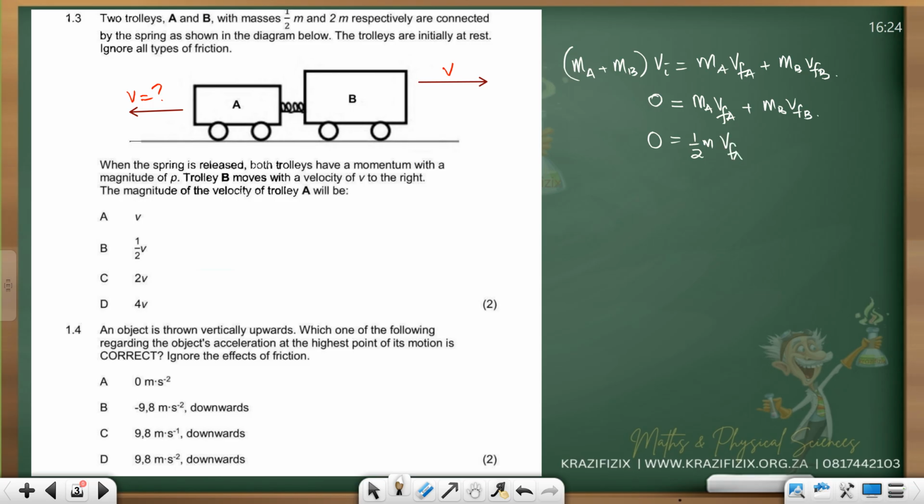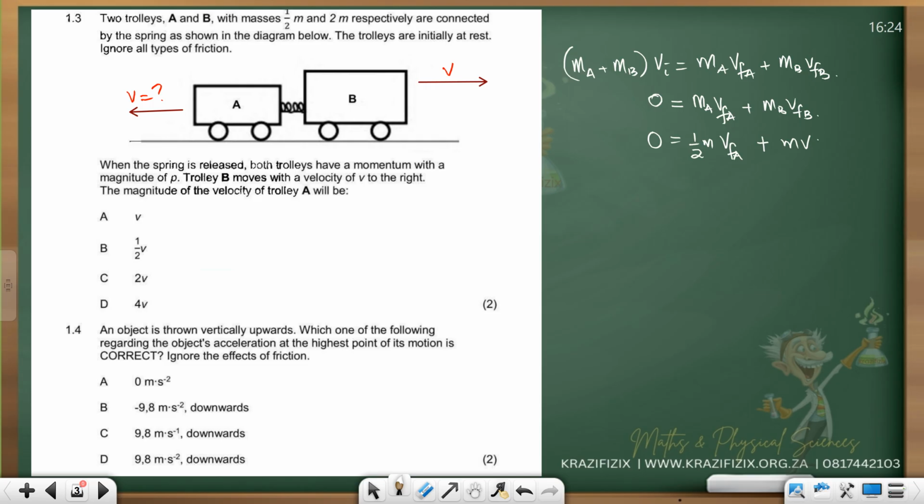We don't know the final velocity of A, but we are told that the momentum of both of them is P. So I'm going to say P here. Will that work for me? Now I need to get my answer in terms of V. All right, let's do this. M V, because we are told the velocity is V. Lovely. If we are to solve for VFA, what would it be?